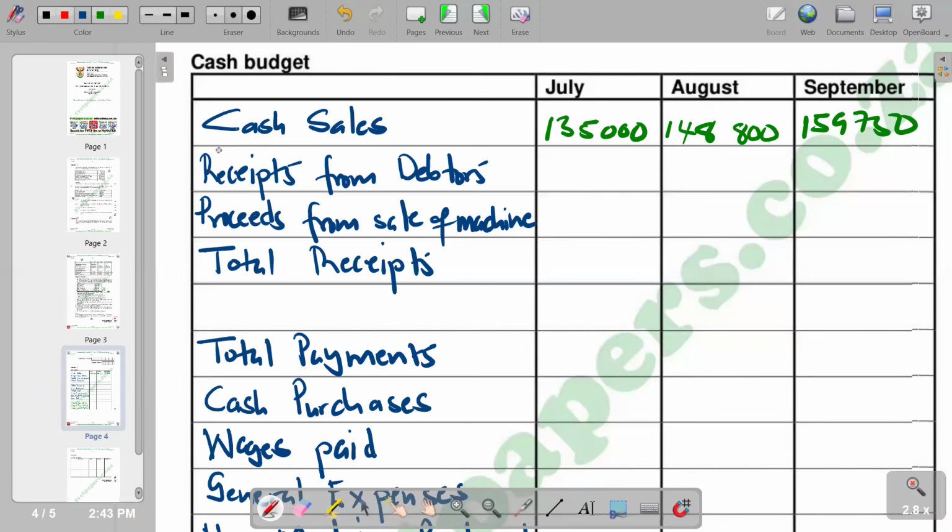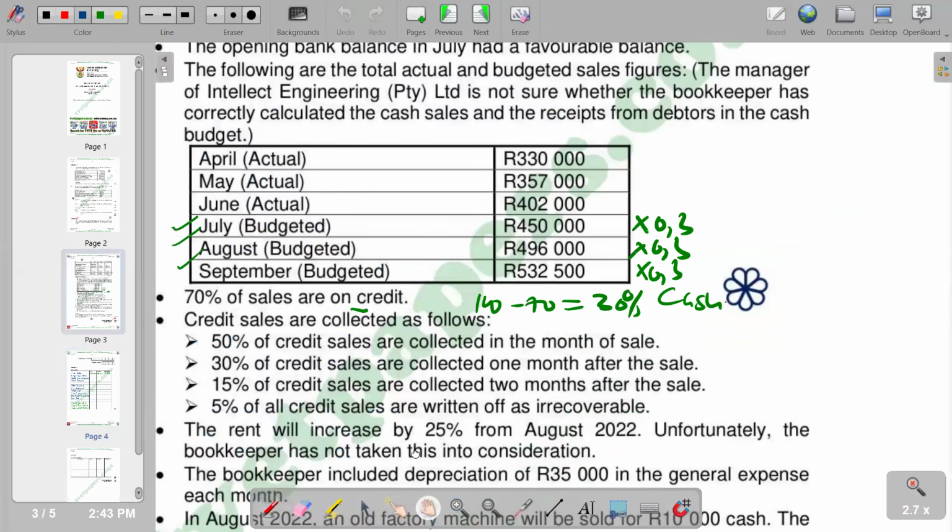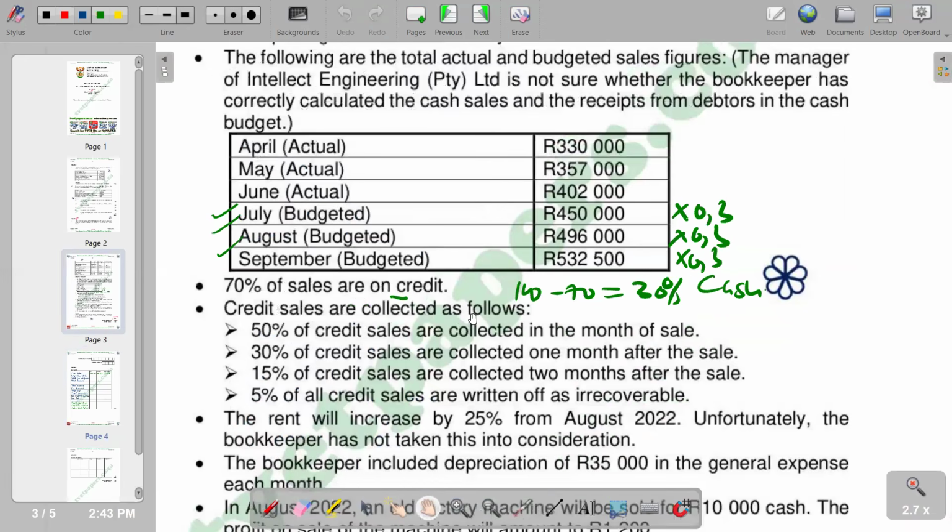On the second part, we have the receipts from debtors. We go back and see what the instruction is about receipts from debtors. We know that credit sales are collected as follows: 50% of credit sales are collected in the month of sale, then 30% are collected one month after the sale, and 50% are collected two months after the sale. Then 5% of all credit sales are written off as irrecoverable. That's the information we have in terms of credit sales.